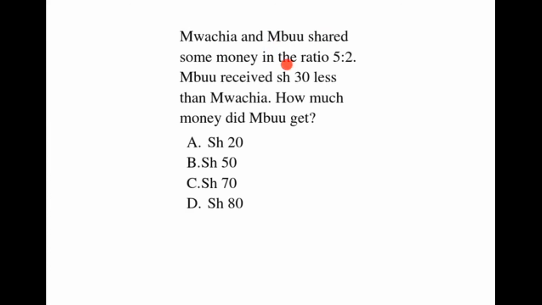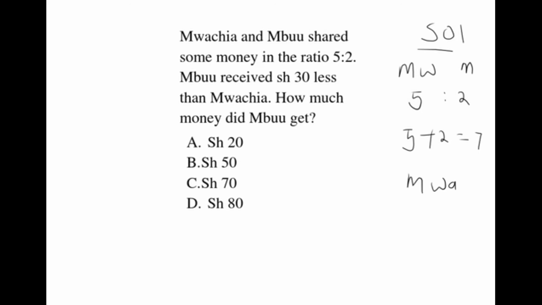Mwachia and Boo shared some money in the ratio 5:2. Boo received 30 shillings less than Mwachia. How much money did Boo get? Solution. Let us have MW to represent Mwachia, then M to represent Boo. They share the money in the ratio 5:2. Let us get the number of shares here. The number of shares will be given by 5 plus 2, which is 7. Therefore, Mwachia had 5/7 and Boo had 2/7.